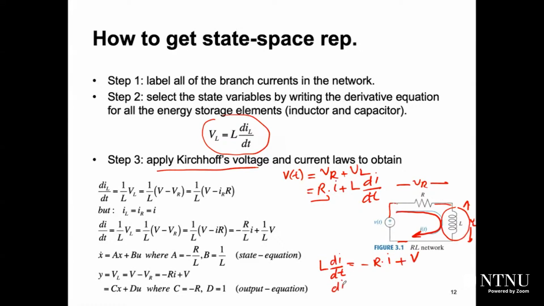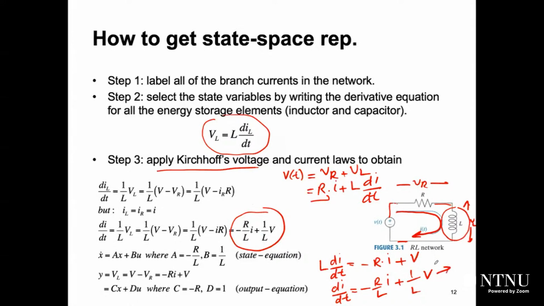So in this case, di/dt equals minus R divided by L multiplied by I plus 1 divided by L multiplied by V, which is the input, right? So this is the equation which we got. You see, we got this one. So this one is first order.